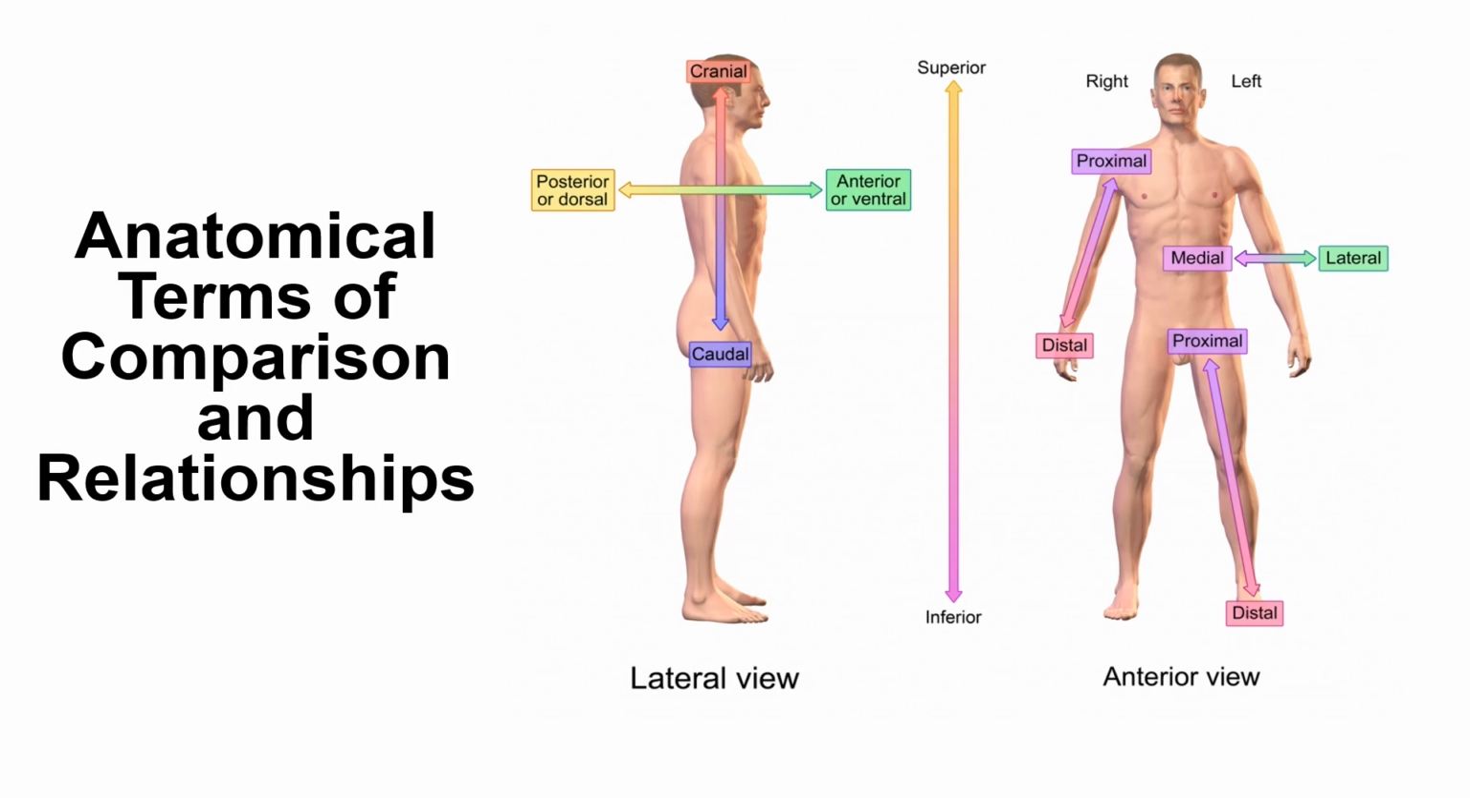Proximal means closer to the body's trunk or the point of origin of a part. For example, the proximal end of the femur joins with the pelvic bone. Distal means away from or farthest from the trunk or the point of origin of a part. For example, the hand is located at the distal end of the forearm.